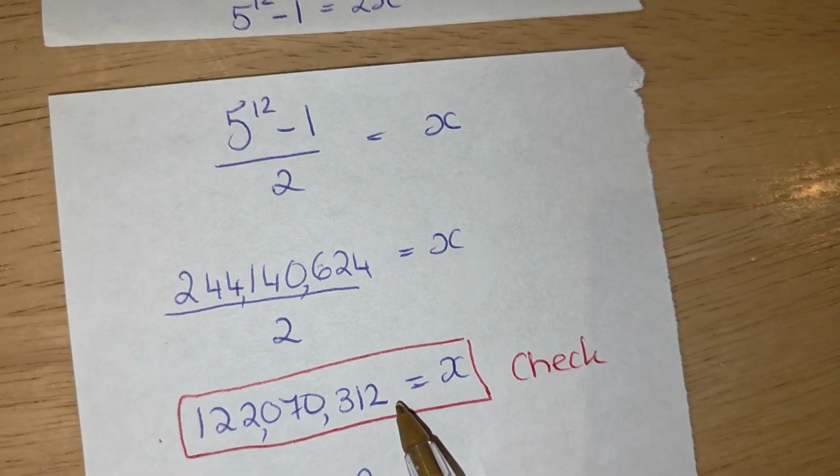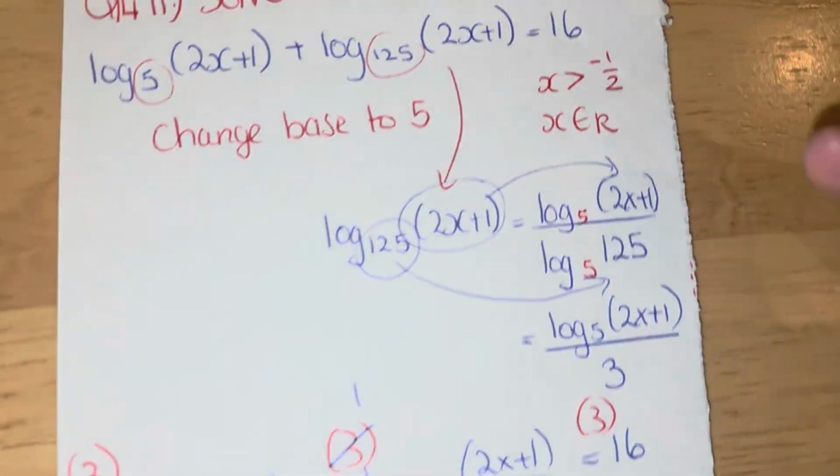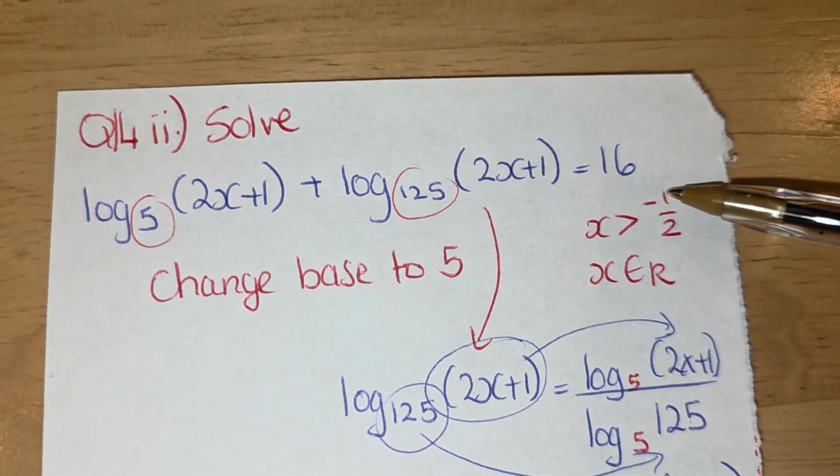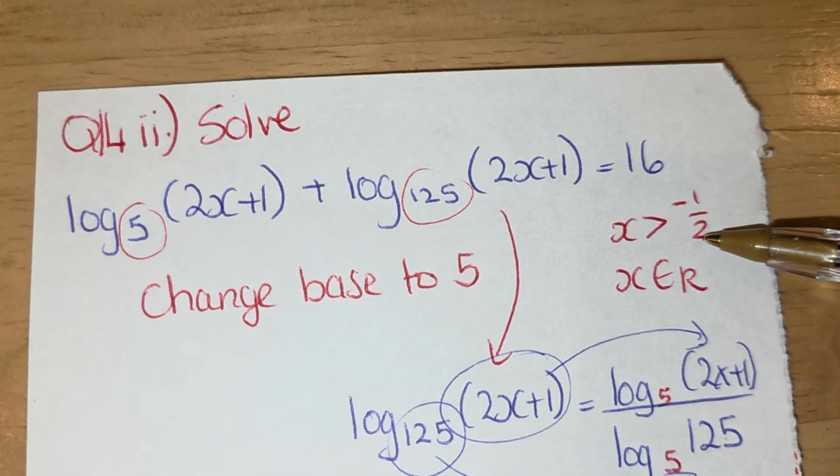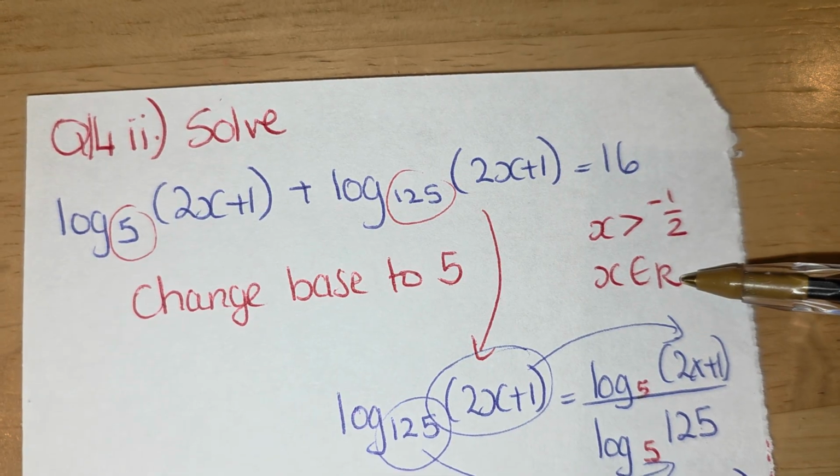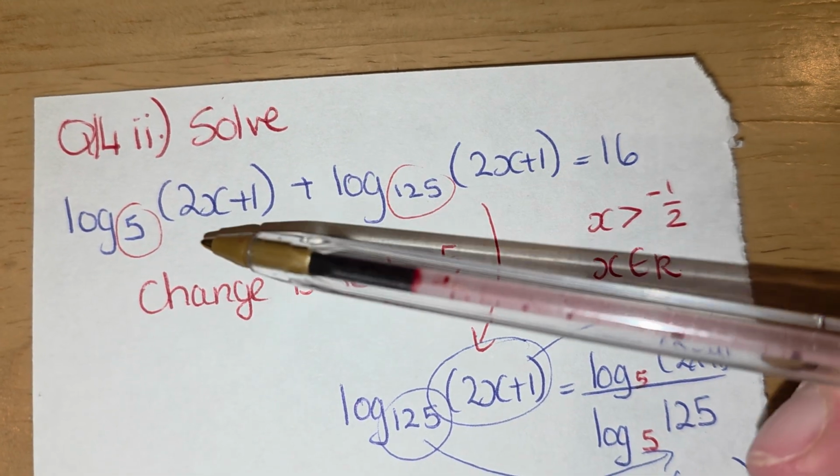Now, if I just go back up and look at what the restriction on the equation was, they said x had to be greater than minus a half. Well, the number I got is definitely greater than minus a half, and it's a real number. I'm just going to now check, will it solve that equation?